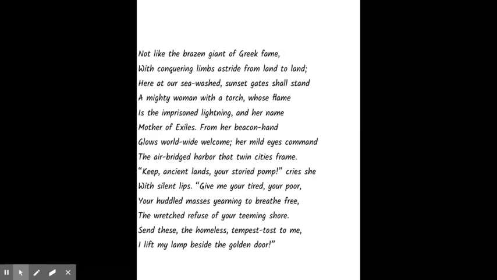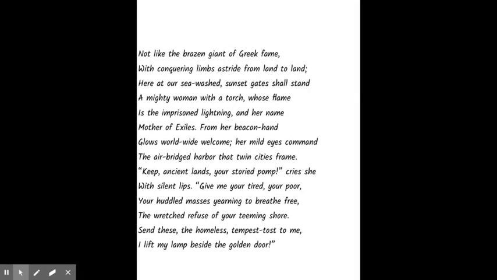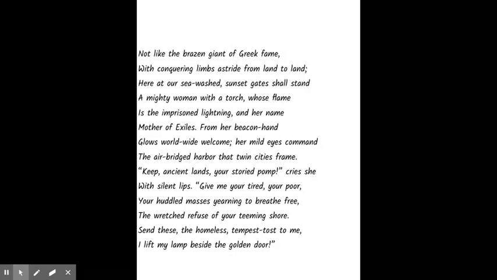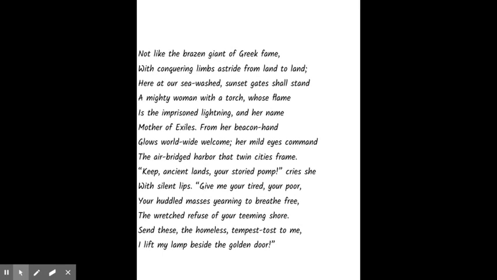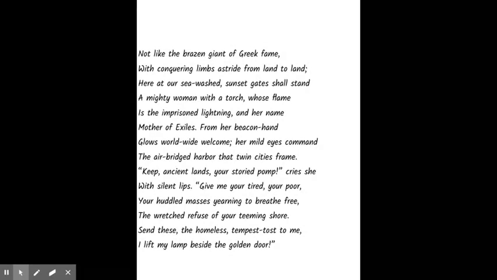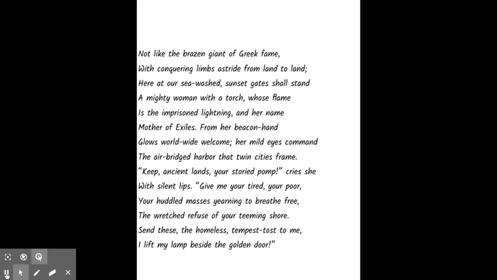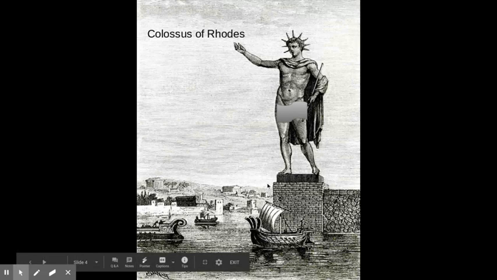Send these, the homeless, tempest-tossed, to me. You don't want them? I'll take them. Bring them here. I lift my lamp beside the golden door. So that torch is a light. So again, here's the statue.